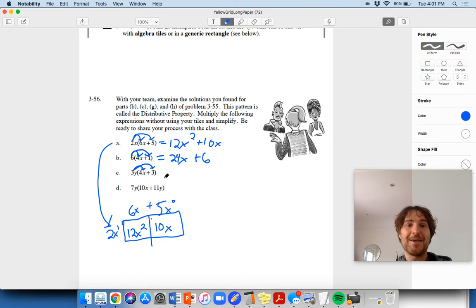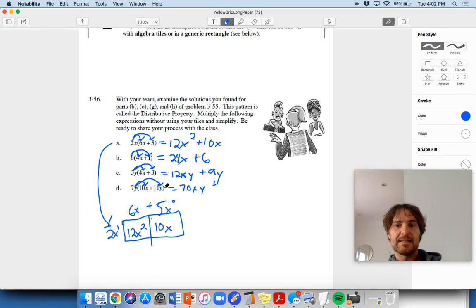3y times 4x. So here, y times x is just going to simplify to xy. Usually we see it as xy. And then 3 times 4 is 12. So I get 12xy here, and I get 3y times 3, well, that would give me 9y total. And here you just distribute to all those terms. Here we just have binomials, but if I had a trinomial, I'd multiply 3 times. So now I have 7y times 10x, and that would be 70xy. And then I have 7y times 11y, and that's going to be 77y squared.